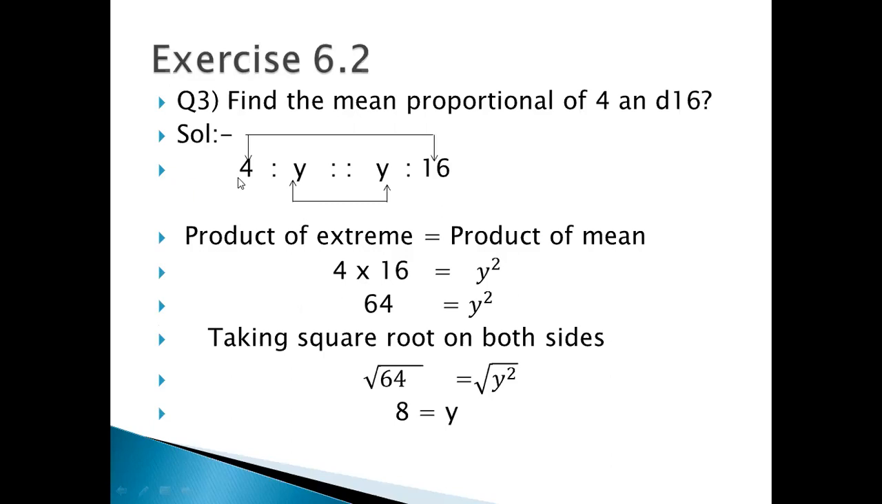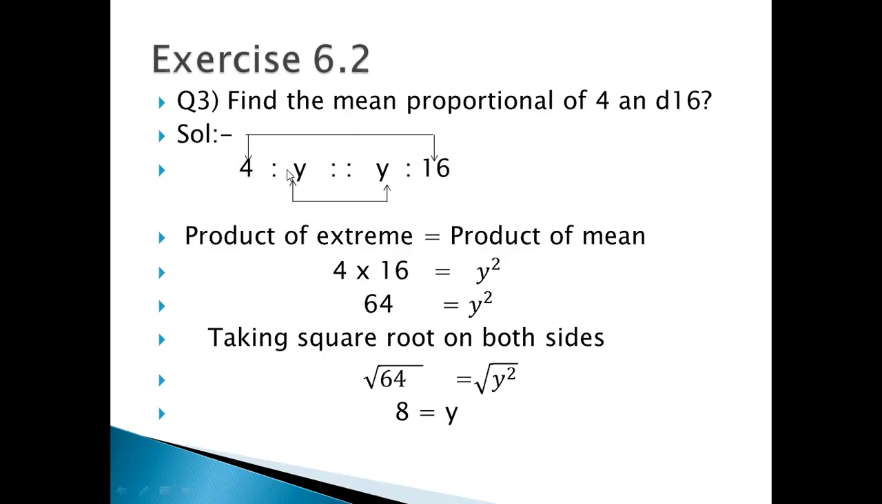Question number 3 is: find the mean proportional of 4 and 16. Mean proportional means that the middle two values are missing. What is mean? The middle two values. And what is extreme? The outside values. So the outside values are given. Mean proportional missing means that the middle values are missing. So we'll suppose that the middle value is Y.